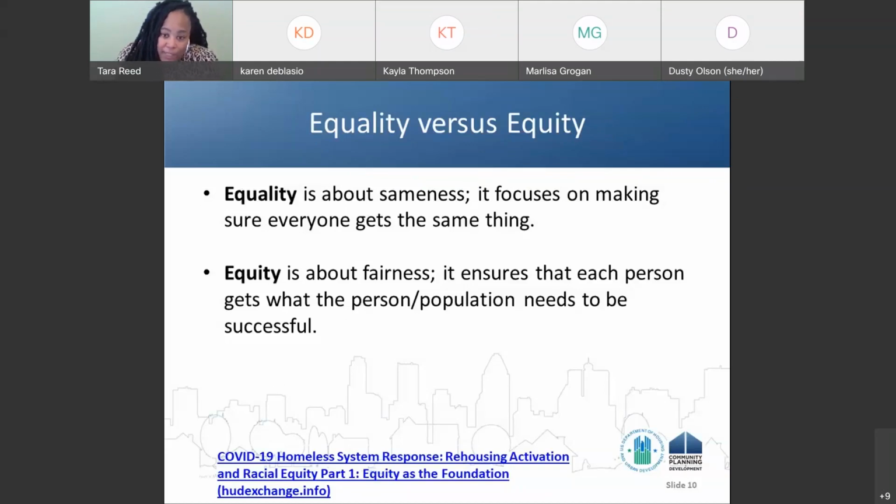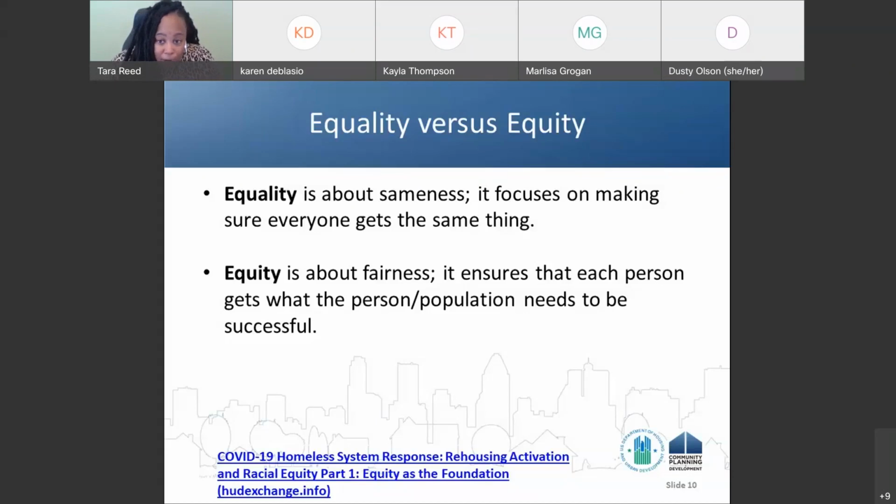I've mentioned a few times the importance of leading with equity, which should be distinguished from leading with equality. Equality is about sameness. It's focusing on making sure everyone gets the exact same thing. Equity is about fairness. It ensures that each person gets what the person or the population needs to be successful. We know that disparities that already exist in communities are sometimes being exacerbated or made worse by the design of our homeless response systems. I know some people said access. Do we have access in different communities? What are the hours? What are the ways to connect? Is there the appropriate language to provide the connection to people? And so we need our homeless response systems to be centered in equity so as to ensure that every population gets what they need in order to reduce disparities and be successful.